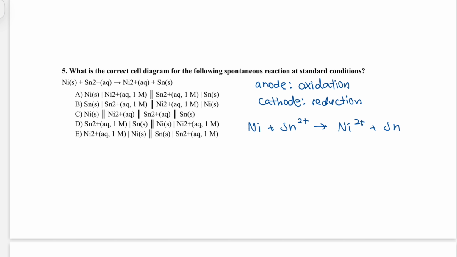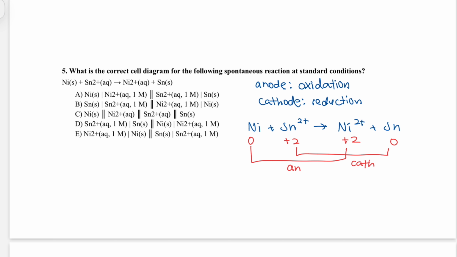And then let's figure out what the oxidation numbers are. So solid nickel is going to be 0, +2, +2, 0. So nickel went from 0 to +2, which means it lost electrons. So this is going to be oxidized, and it's the anode. And then tin went from +2 to 0, meaning it gained electrons, meaning it was reduced, and it's at the cathode.